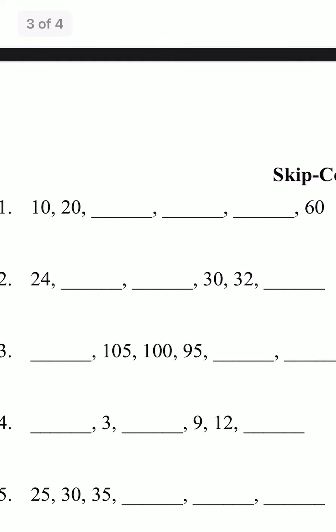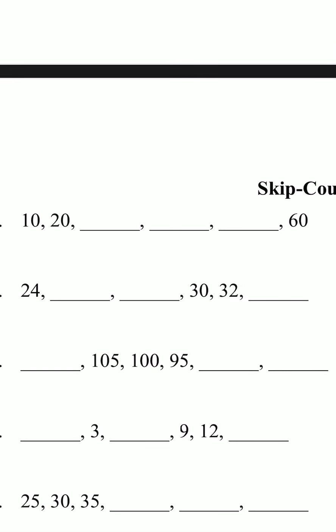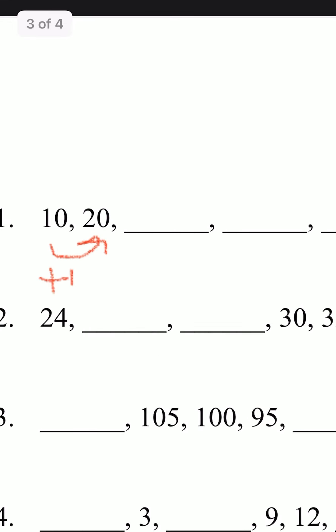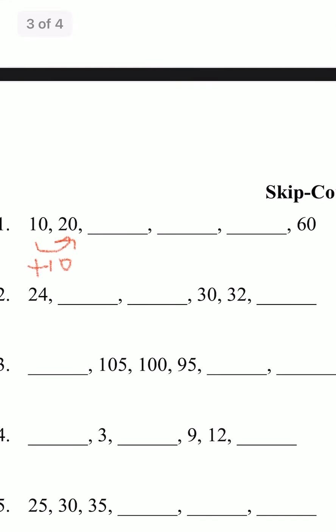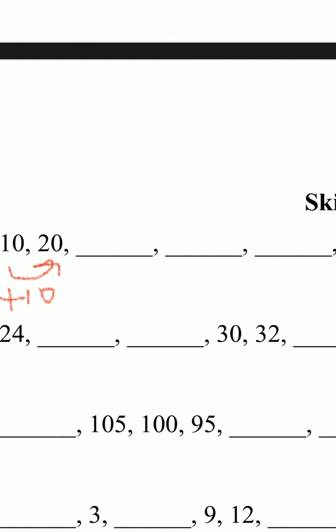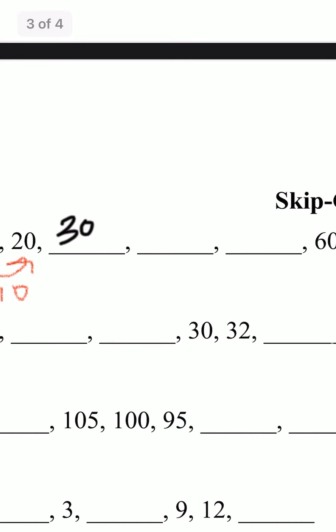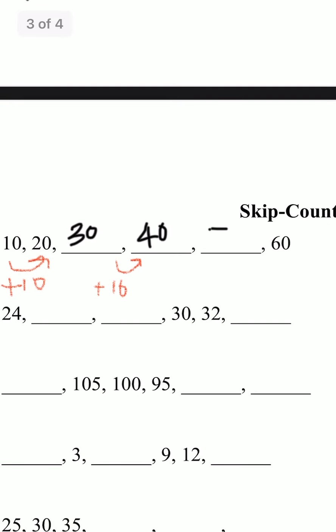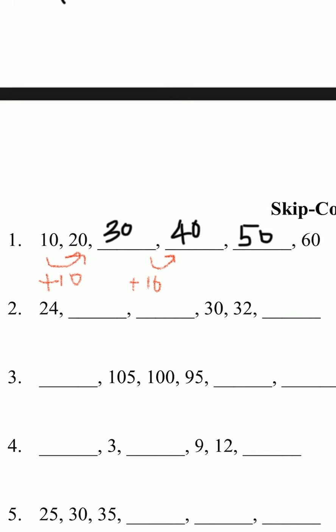10, 20, and then blank, blank, blank, and 60. So we can see that we're adding 10 for each number, right? So if we add 20 plus 10, that's going to be 30. 30 plus 10. Now we have plus 10 again. So we're going to get 40, and plus 10 is 50, and 50 plus 10 is 60, okay?